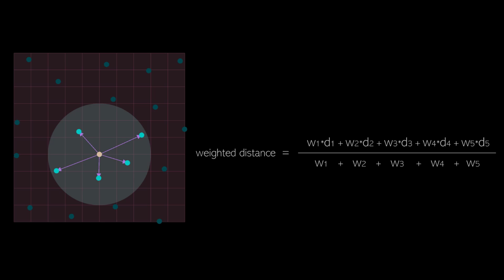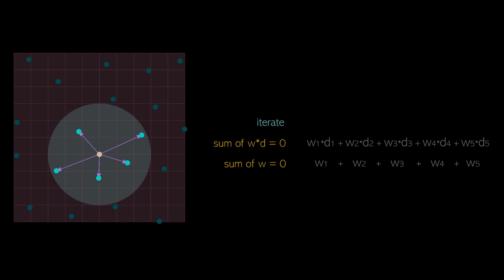What we need to do is construct a loop using iterate, starting with 0 for both the sum of the weights and sum of weight times distance. And for each iteration, add the weight of the current seed to the sum of the weight, and its weight times distance value to the sum of weight times distance.